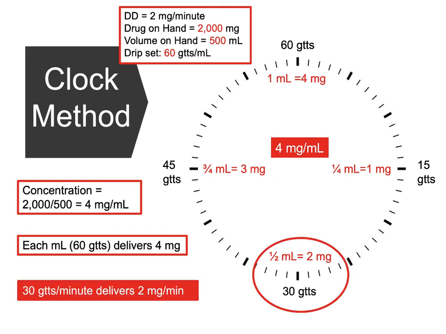If I knew my desired dose in our early example was 2 milligrams, that means I want to give 30 drops in order to deliver 2 milligrams. So, kind of going ahead, that means that in order to deliver 30 drops and 2 milligrams in a minute, I have to watch 30 drops go by each minute. That's 1 drop every other second, roughly.